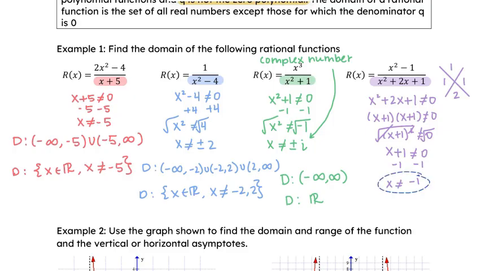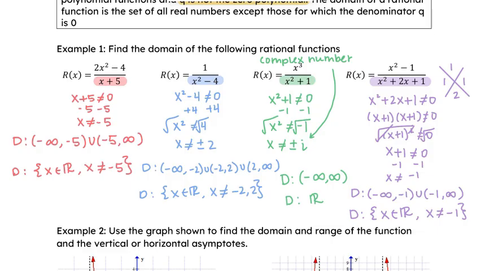So when I write my domain, a little more room, I'm going to go from -infinity to -1, union -1 to infinity, or x is an element of the real numbers, and x cannot equal -1. So finding the domain is just figuring out what would make the bottom equal to 0, and then everything except for that.